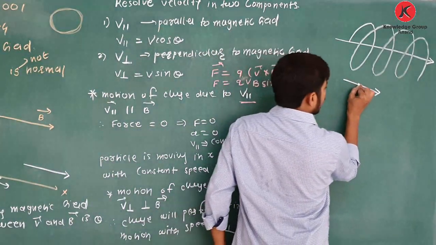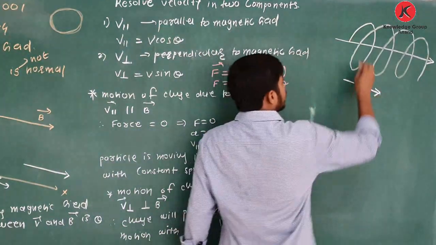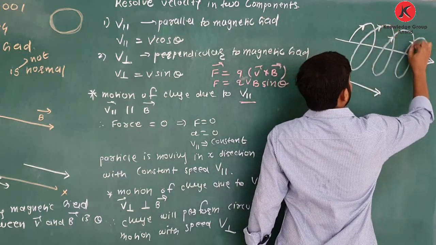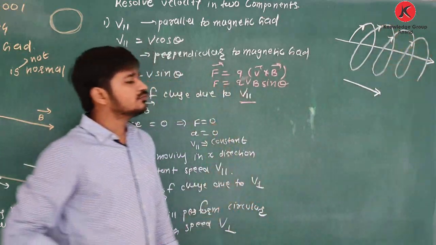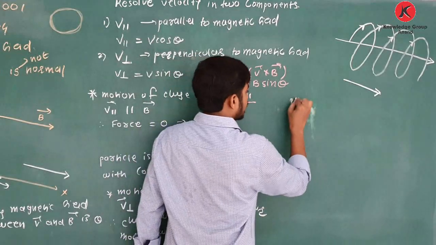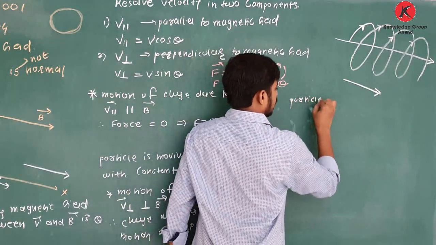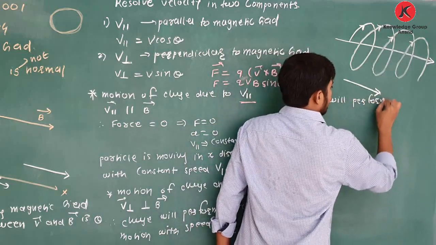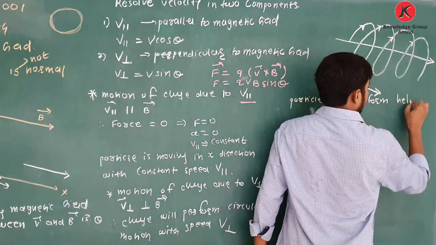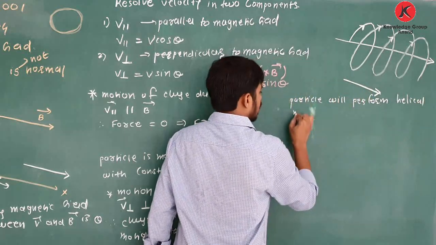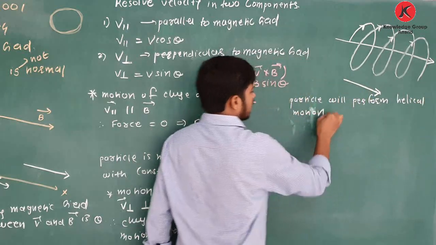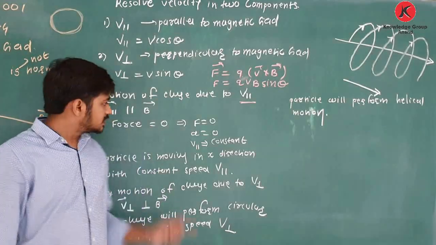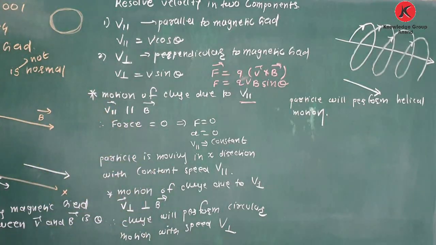Due to the parallel component, it will move in the forward direction. Due to the perpendicular component, it will perform circular motion. So the resultant of this is that the particle will perform helical motion. What is its path? It is helical. Clear about this? Resultant due to these two components.